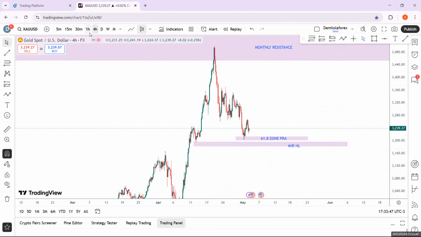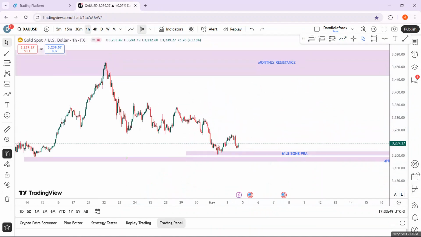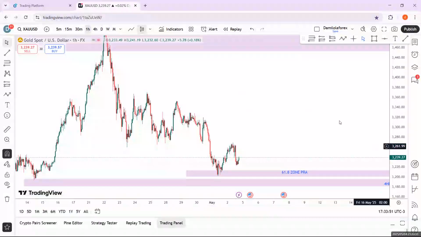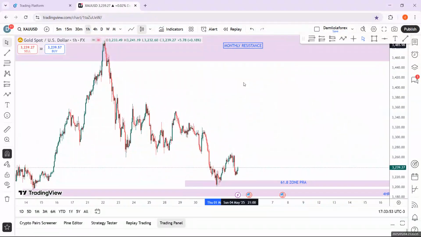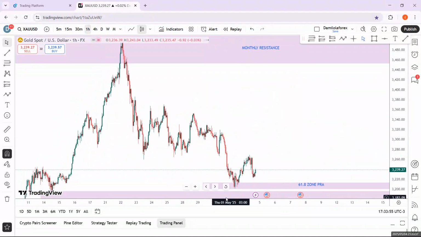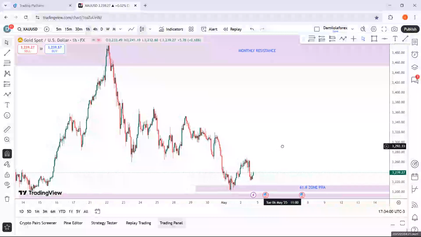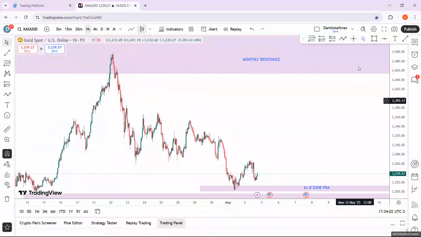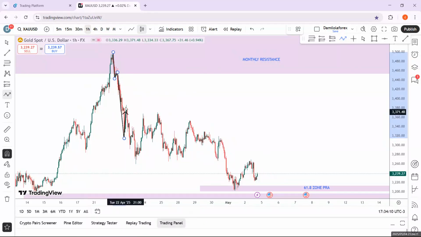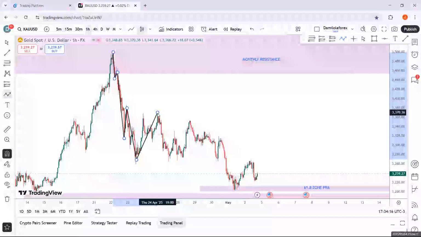Now we'll take to the 1 hour time frame in order for us to read the entire structures that brought price down from this monthly resistance to the 61.8 zone PRA. What are these structures that brought price down? What are the entire structure circles? From here, we saw price start a wave of small structure circles here. Push, exhaustion here, then price started a big one right here, push, exhaustion, then price made the biggest one right here, push, exhaustion.